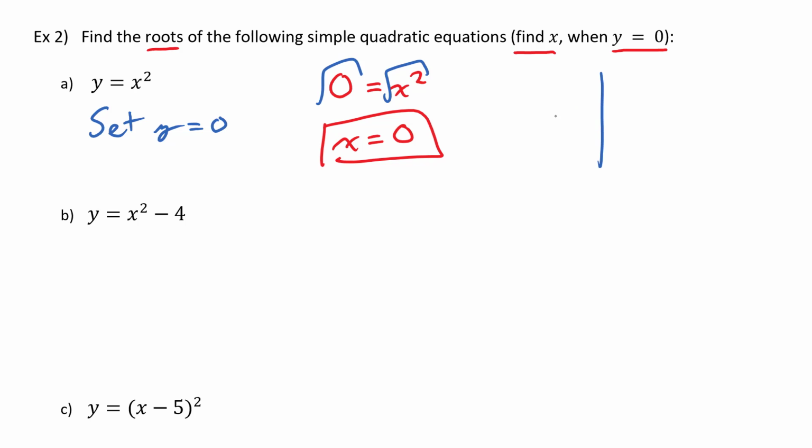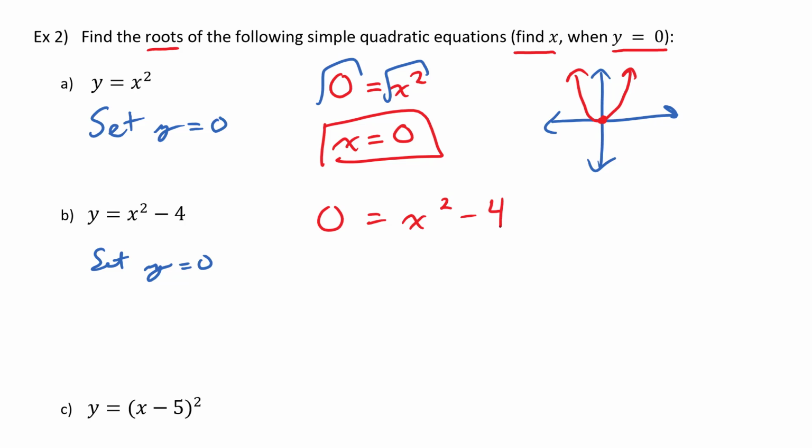If you were to graph it again, it would look something like this. The x-intercept is at the origin. Let's look at the next one. Y equals x squared minus 4. Set y equal to 0. 0 is equal to x squared minus 4. Let's try to isolate x on its own. Move the 4 to the other side, becomes positive 4. I have x squared equals 4. To get rid of the squared, I square root both sides.